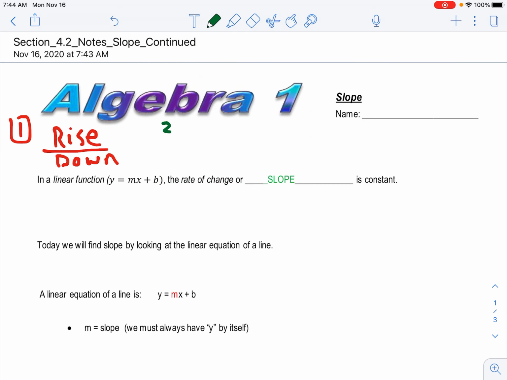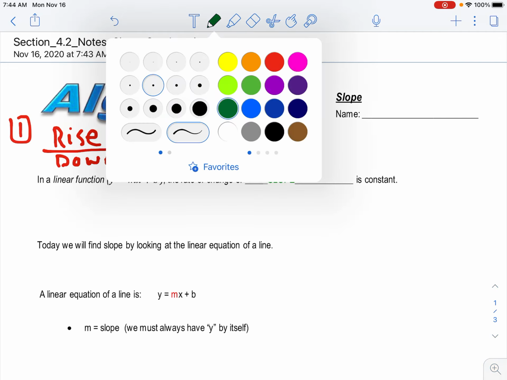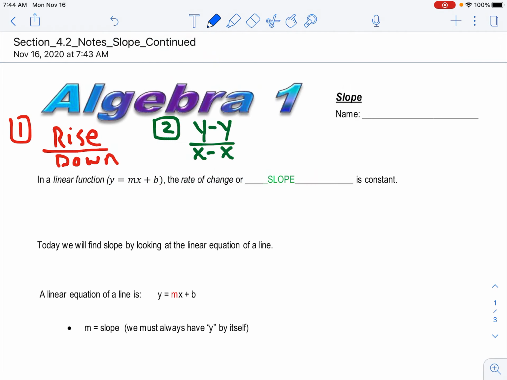The second way we found slope was when they gave us ordered pairs. We did our slope formula, y minus y over x minus x. All right, today we're going to look at our third way to find slope, and we're going to look at what happens when they give us a linear function, or they give us our linear equation of a line, y equals mx plus b. Remember, the rate of change, or the slope, remains constant.